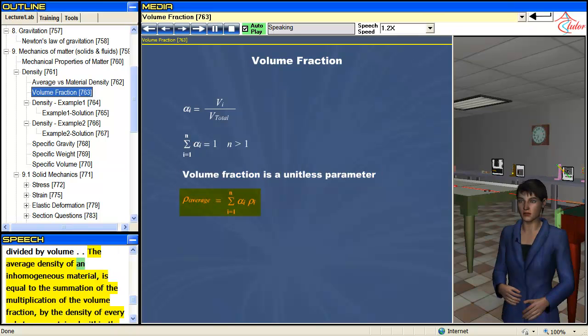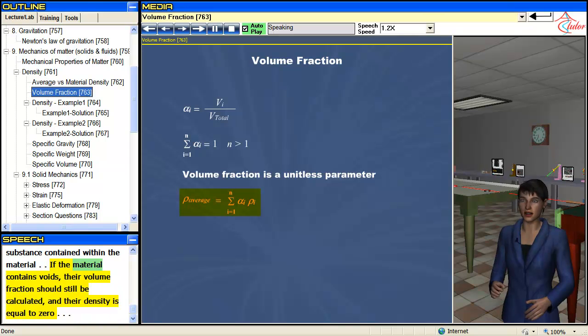The average density of an inhomogeneous material is equal to the summation of the multiplication of the volume fraction by the density of every substance contained within the material. If the material contains voids, their volume fraction should still be calculated, and their density is equal to 0.